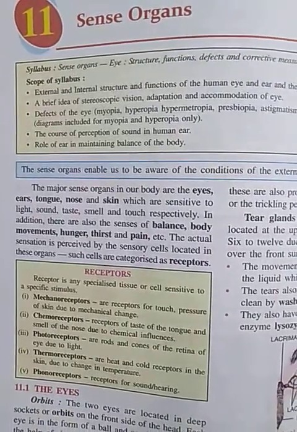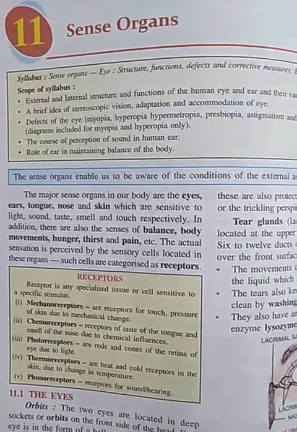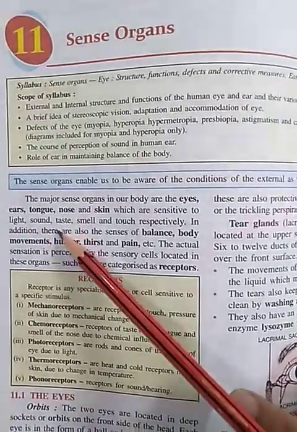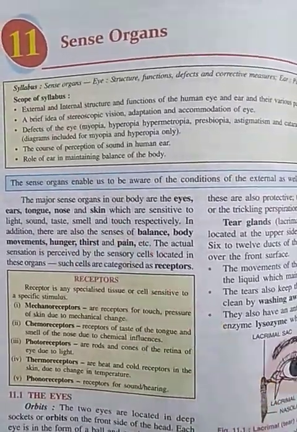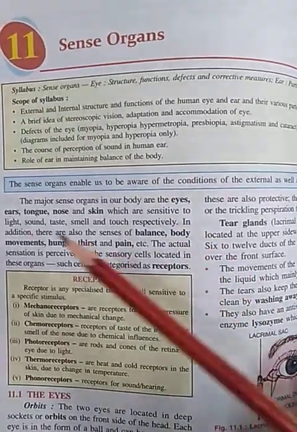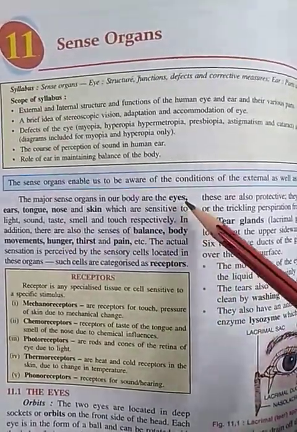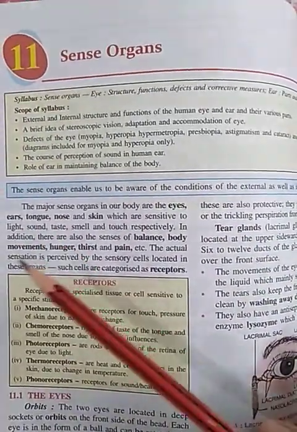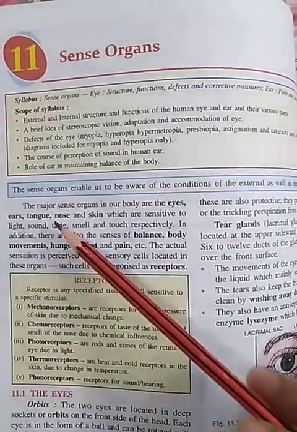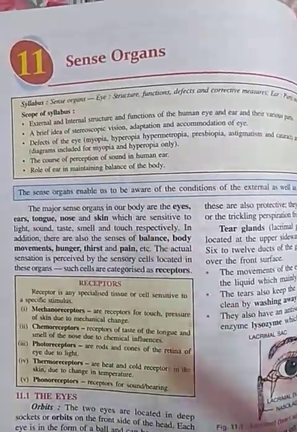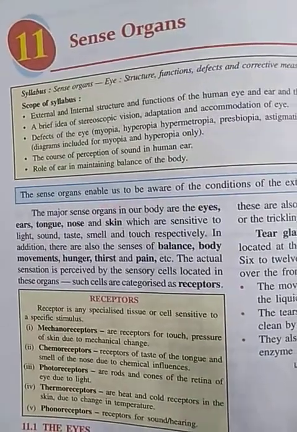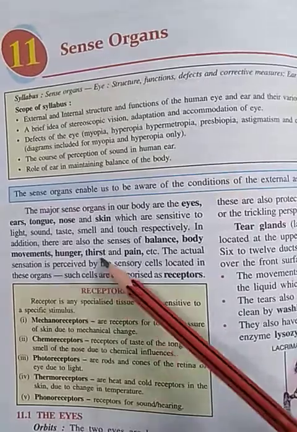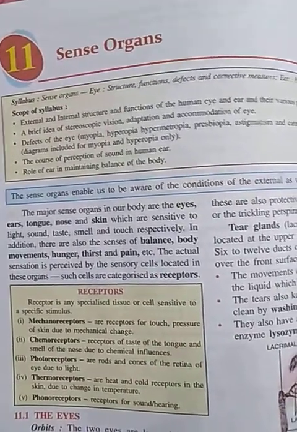And students, you know very well that there are 5 sense organs in our body: eyes, ears, tongue, nose and skin. And all these organs are sensitive to different sensations. Just like eyes are sensitive to light, ears to sound, tongue to taste, nose to smell and skin to touch. And there are also some other senses of balance, body movements, hunger, thirst and pain in our body.